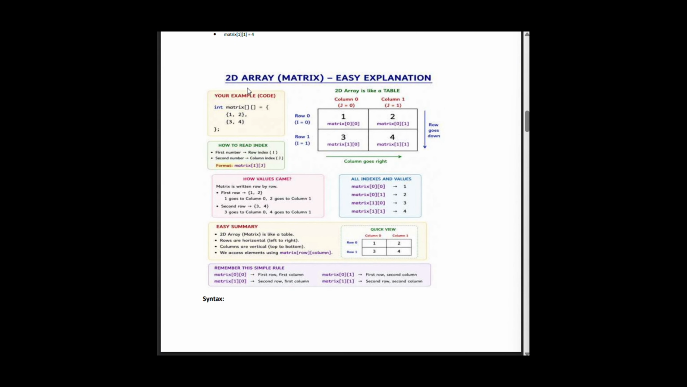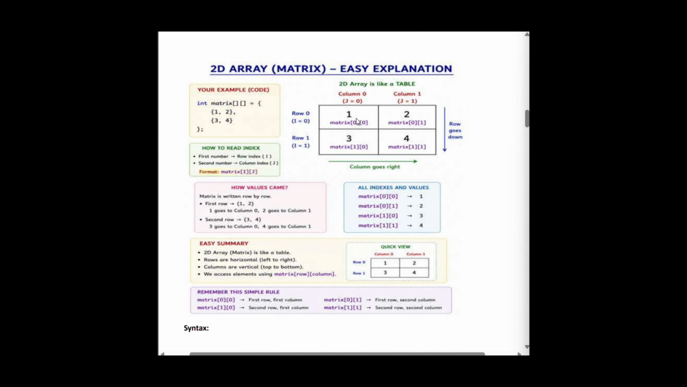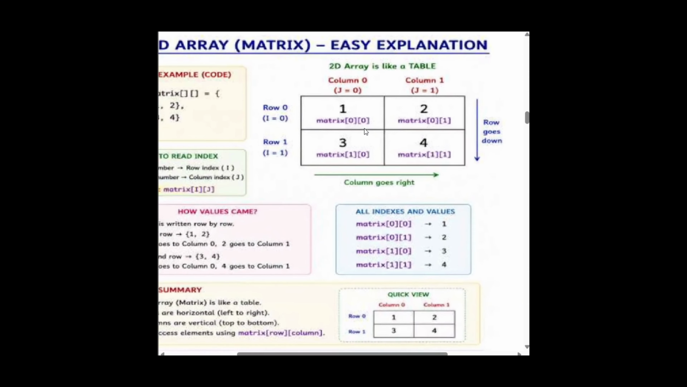So let's understand the image first. Don't think about programming first, just imagine a simple table we have. So here row 0 contains 1 and 2 and row 1 contains 3 and 4. In column 0 we have 1, 3 and in column 1 we have 2, 4. So this is exactly what a 2D array looks like. A 2D array is simply a collection of rows and columns, just like a marks table and attendance sheet.